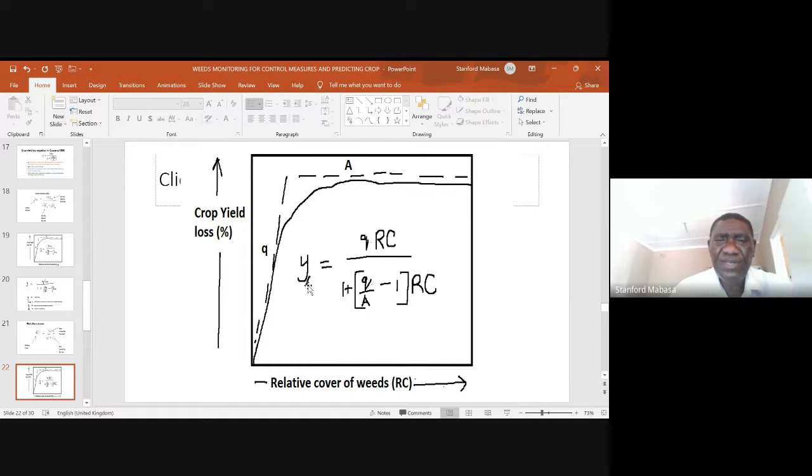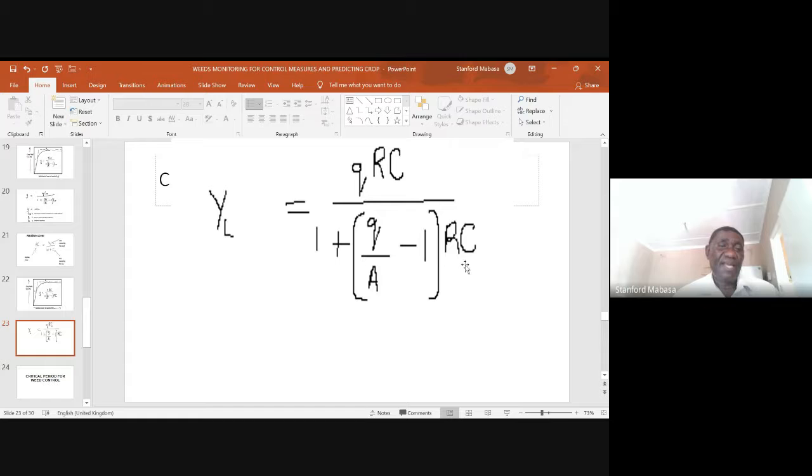which has a maximum yield loss represented by A, and the slope represented by Q. Again, yield loss is equal to Q, the slope, multiplied by relative cover, all divided by 1 plus, in brackets, Q over A minus 1, multiplied by RC. Okay, this is what I was trying to explain, where you can estimate yield loss using this equation.